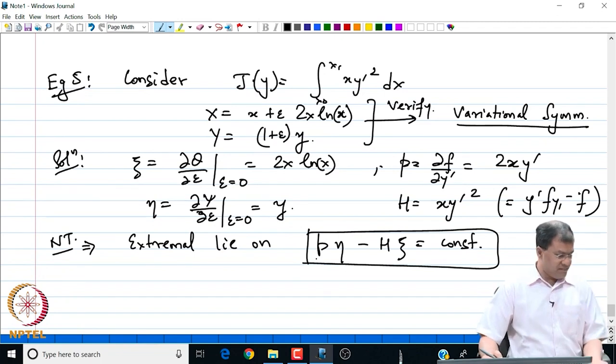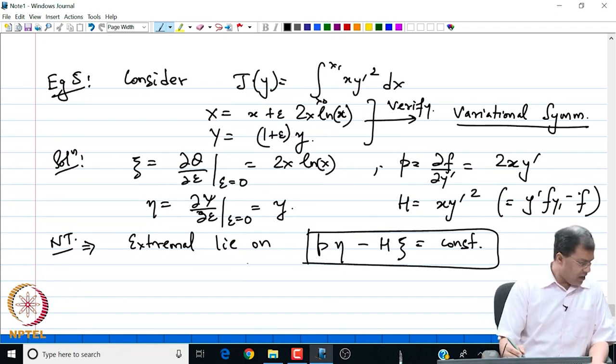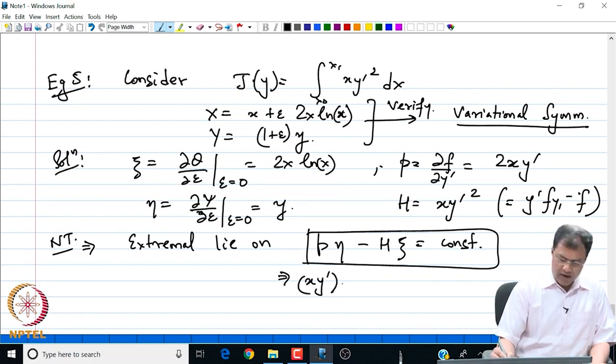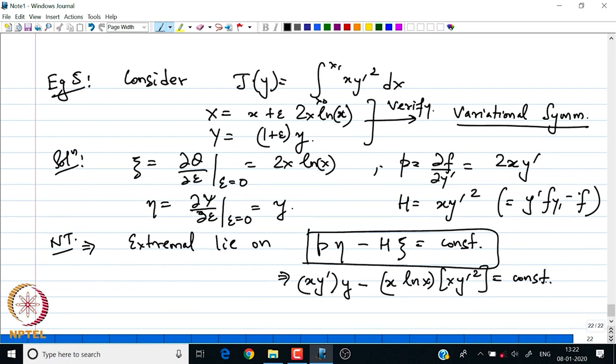So, what have we got here? We plug all these values, and I am going to get the following relation: x y prime y minus x log x times x y prime squared is also equal to a constant, right. And from here, what do I get? The conclusion that we get is that we can simplify this relation, and the extremals lie on the curve given by x y prime whole prime, which is also equal to 0.